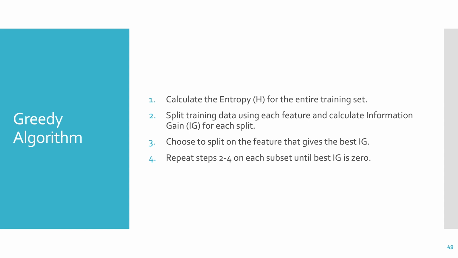First, you want to calculate the entropy of the entire training set. Second, we want to split the training data using each feature and calculate the information gain for each split. Third, we want to choose to split on the feature that gives the best information gain, best being maximum. Fourth, we want to repeat these steps 2 through 4 on each subset until the best information gain is 0. If the best information gain is 0, that means we really can't do anything else or we've run out of features. This is a recursive process.